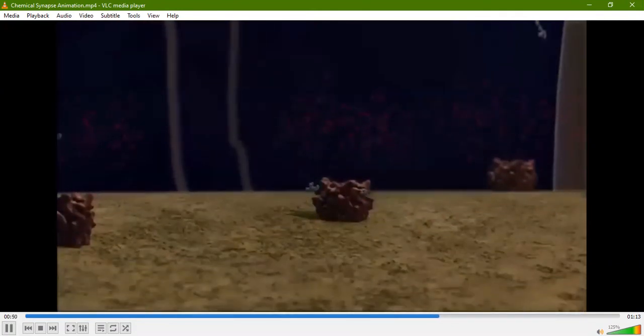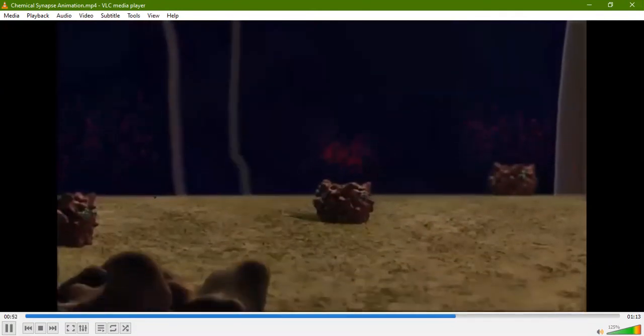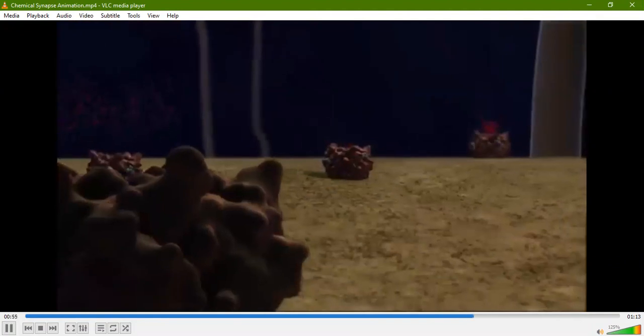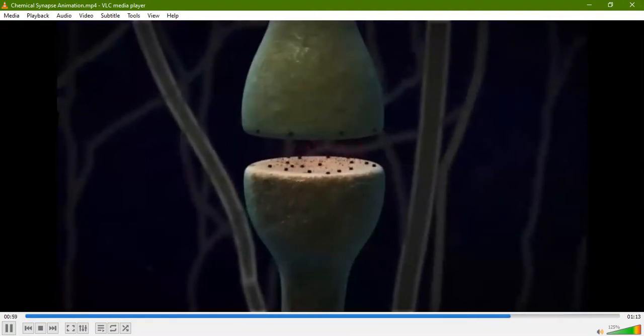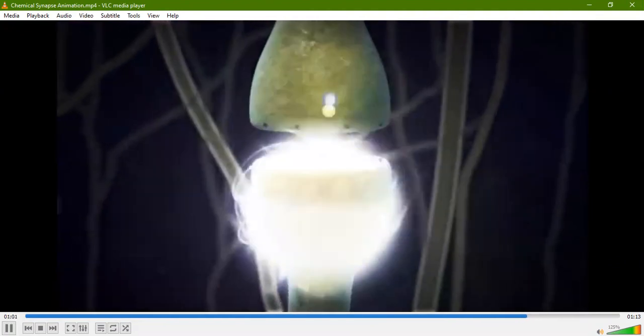Two acetylcholine molecules bind with one ligand-gated sodium channel at the postsynaptic membrane, opening the channel. When enough sodium ion channels open, the postsynaptic cell depolarizes and the action potential continues along the neuron.